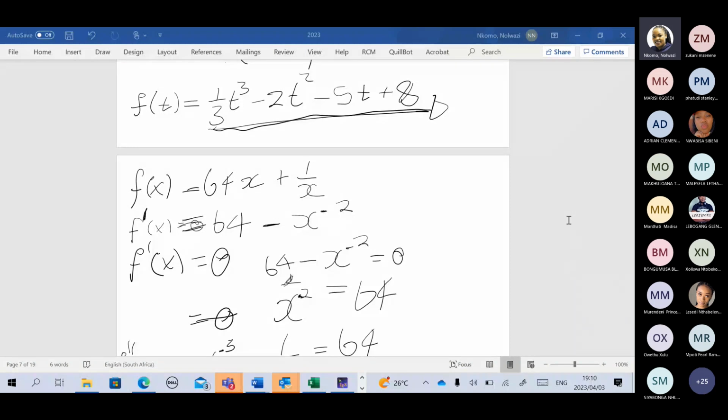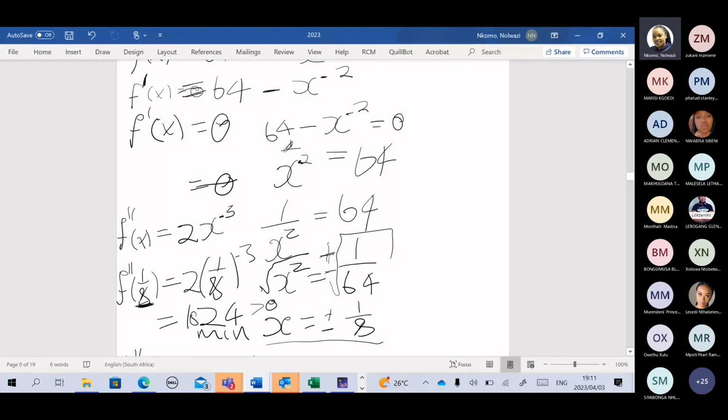You only substitute in the first function if you want to find the corresponding value of your x. Then if you want to find the nature of that point, you substitute on the second derivative. Right? Okay. Yes, it's just to find the corresponding y value. Right?